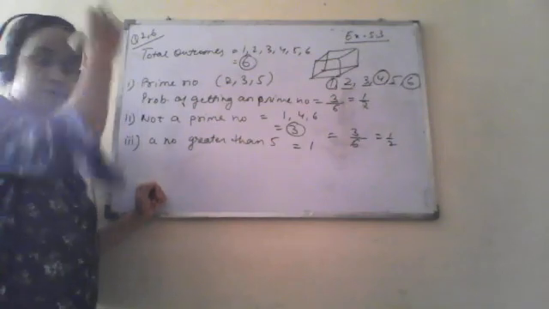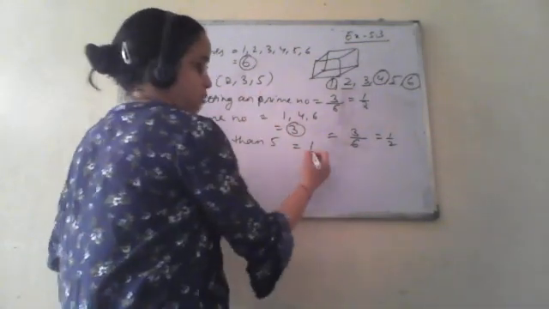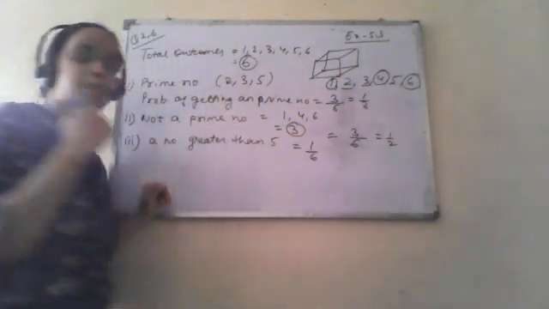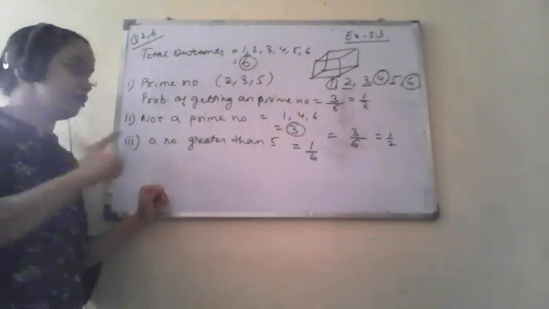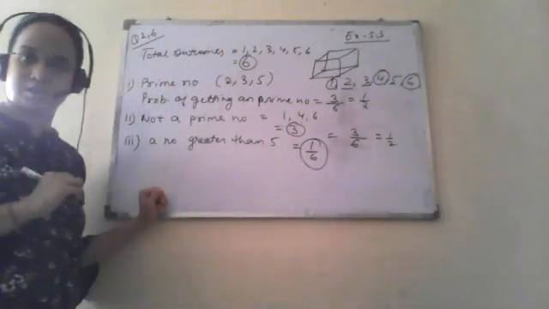If you are calculating the probability, this outcome will be divided by the total number of outcomes, that is 6. So the probability of getting a number greater than 5 is 1 upon 6. Clear?